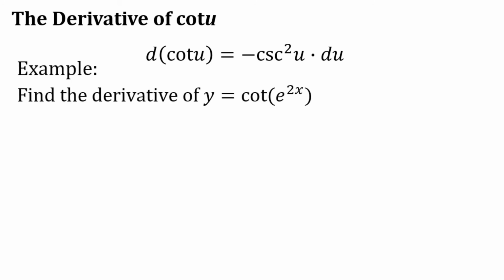Now, let's have the derivative of cotangent u. The formula is the derivative of cotangent u is equal to negative cosecant square u times du. For example, find the derivative of y equals cotangent e raised to 2x. U is equal to e raised to 2x. Du is equal to 2 times e to the 2x.